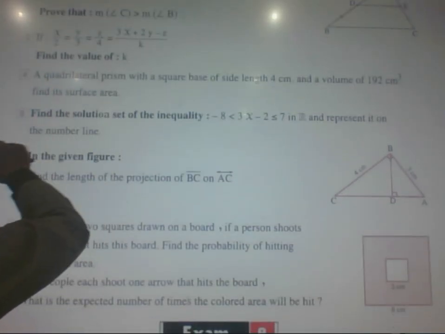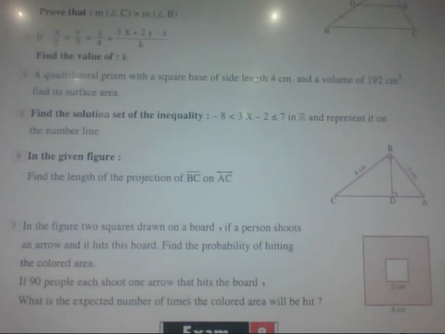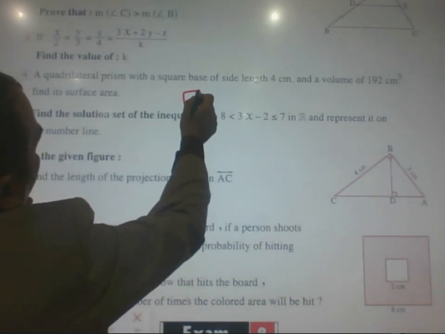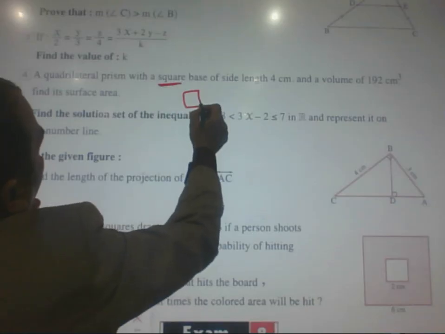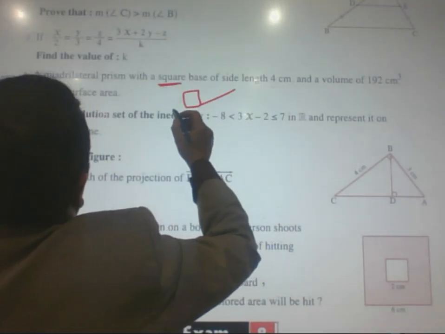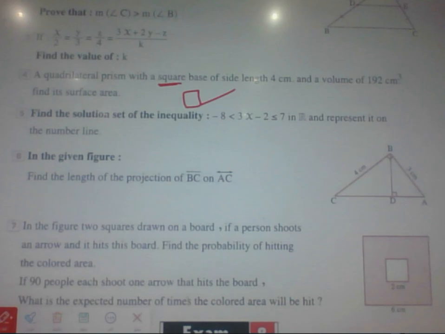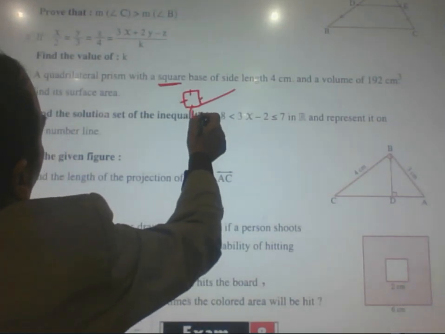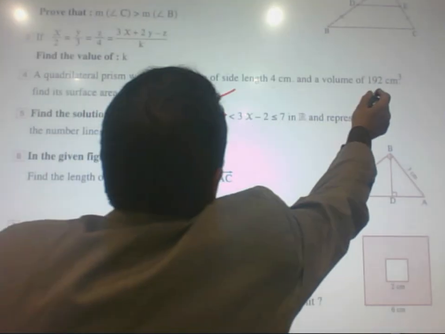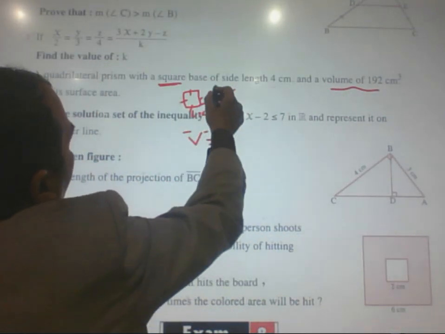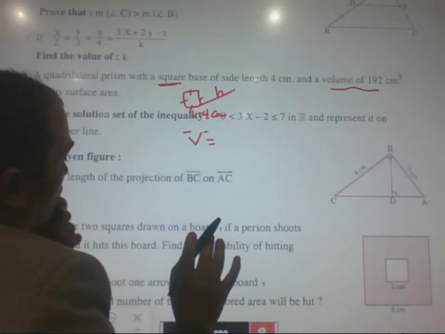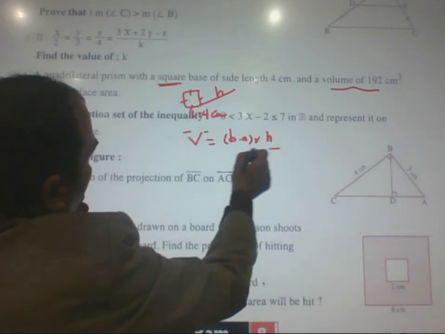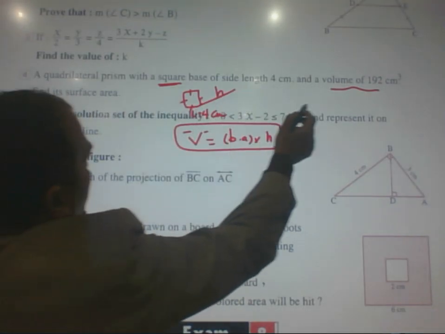A quadrilateral prism. We have a prism with a square base, side length 4 centimeters. We have a square in the base, and the height. We don't know the height. The length here was 4 centimeters, and the volume, we don't know the height, okay? We know the volume equals base area times the height. You must know this rule. He gave me the volume was 192.